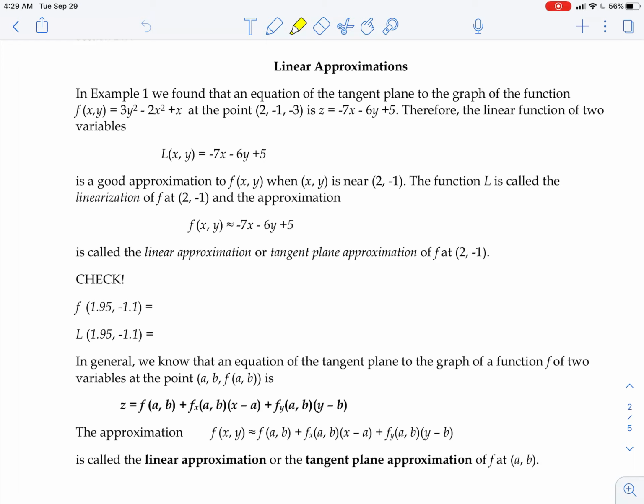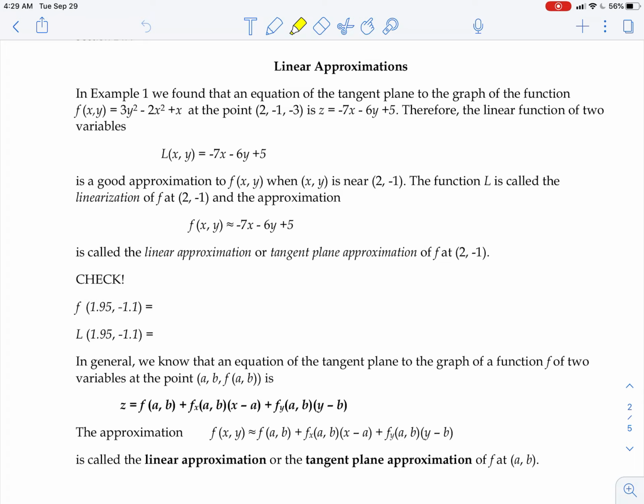Well, same thing with our tangent plane. Our tangent plane is going to help us approximate a value that's very, very close to the point on the surface that we're using. So in example 1, we found an equation of the tangent plane to the graph of the function f of x, y equals 3y squared minus 2x squared plus x at the point (2, -1, -3). And we found that to be z equals -7x minus 6y plus 5.